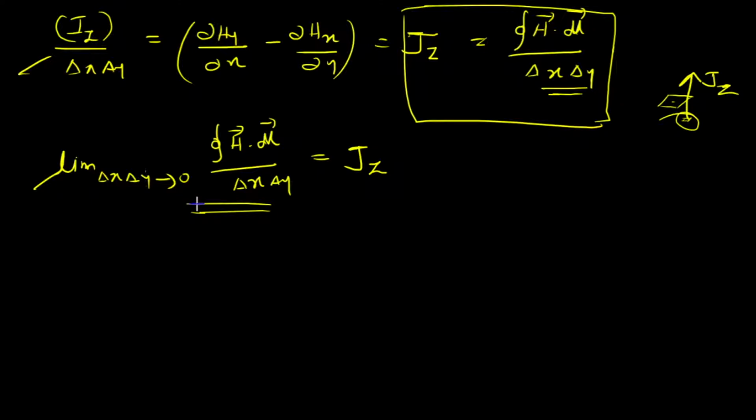That is, limit delta x delta y tends to 0, closed integral H dot dl by delta x delta y is Jz, and that is same as this. Okay, it doesn't change. ∂Hy/∂x minus ∂Hx/∂y.